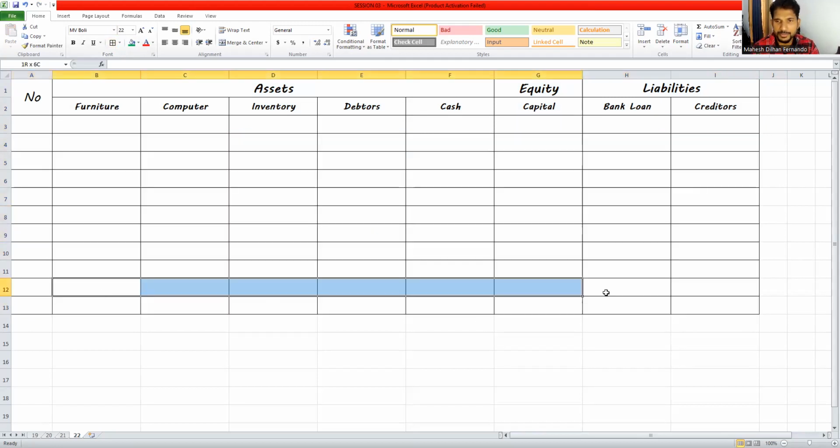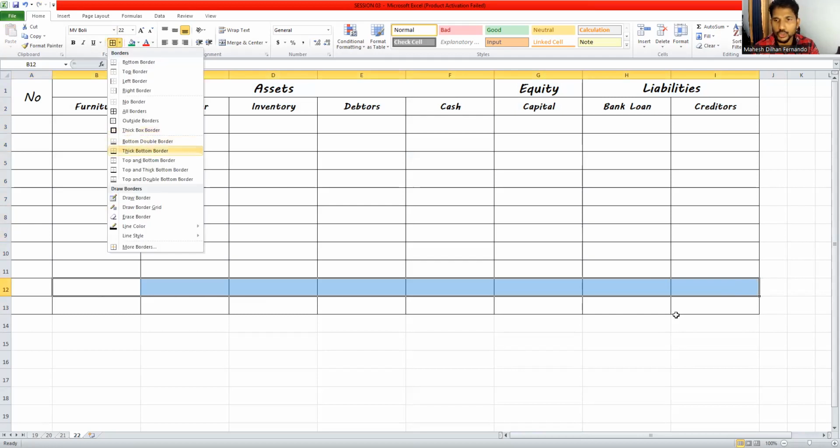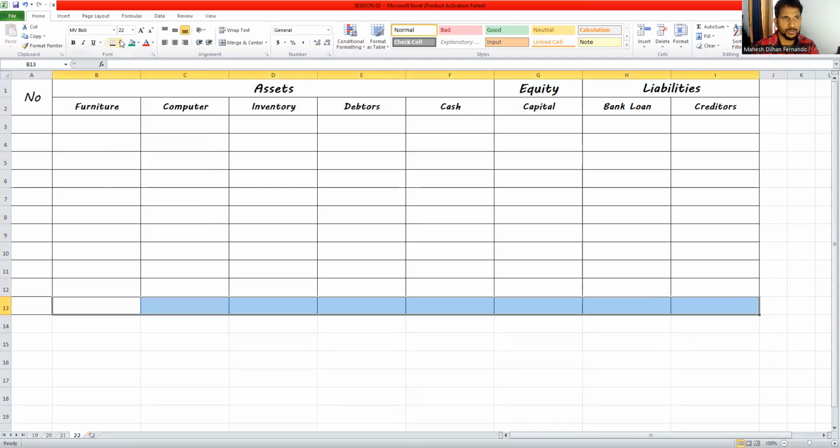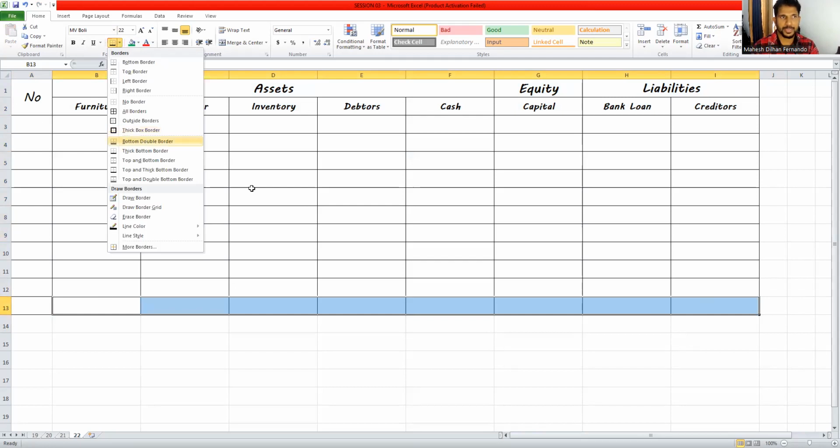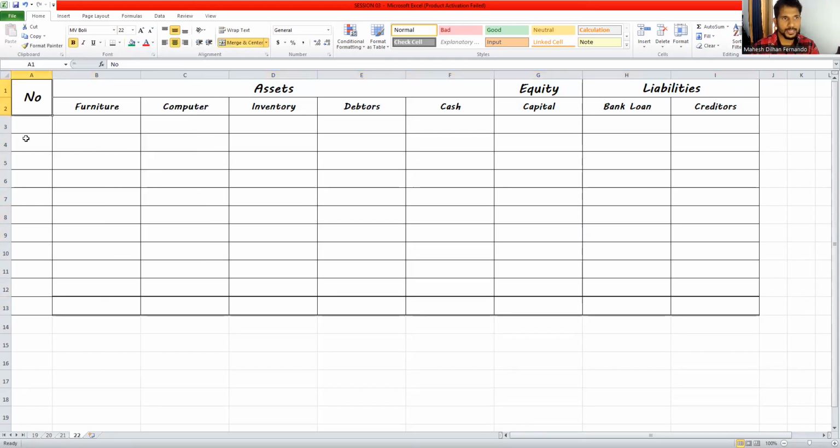Okay. Now, this is how I draw the format for activity number 22. See how simple it is. Here, I record the transactions. Let's start with the first one. Transaction number 1.